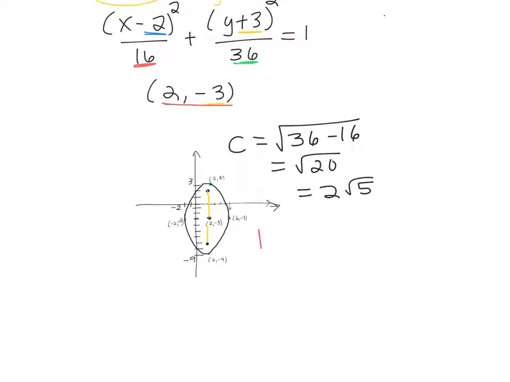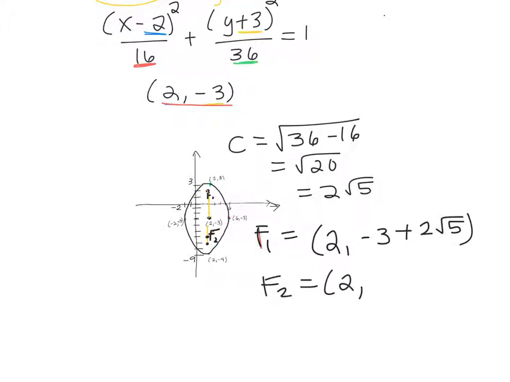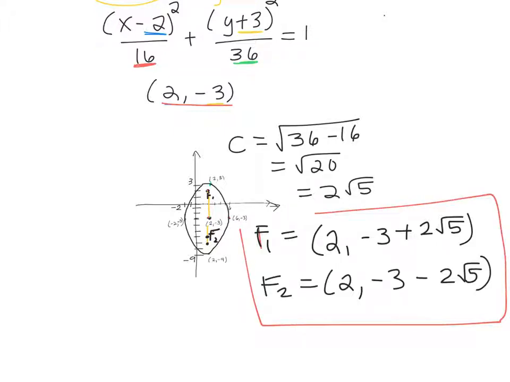So my F1 would be up here, and I take that same x value of the center, and now from the center at -3 I go up c units, and then for the second one, that's right in here, F2, same x value, but now I go from that center of -3 for the y, and I subtract. I go down c units, and there are our foci. And that's how we do the ellipse.